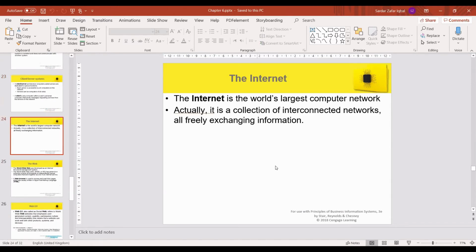Okay, so moving on, next we have the internet. You're familiar with this word, I hope. Is there anybody who doesn't know the internet nowadays? No, I don't think so. The internet is basically a network. The world's largest computer network. Actually, it is a collection of interconnected networks, all freely exchanging information. So it is the network of networks. And everybody is using it nowadays. Without this, there's no life.